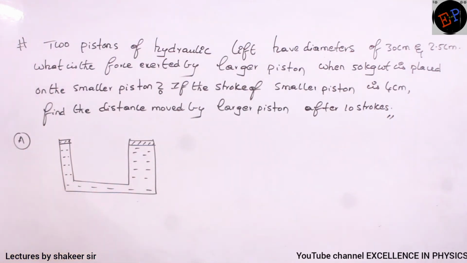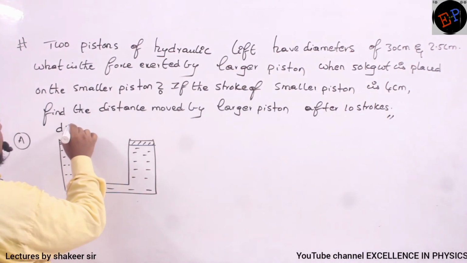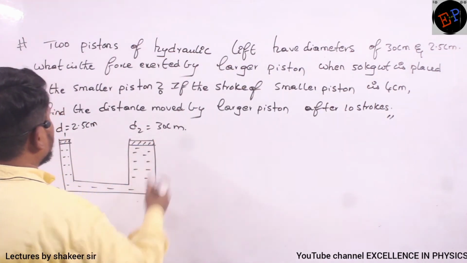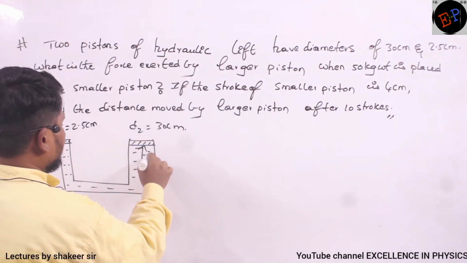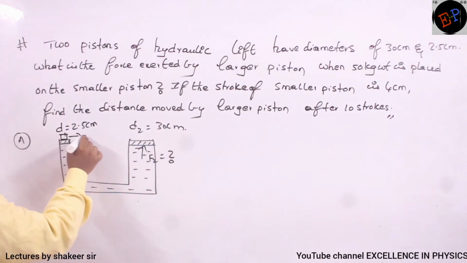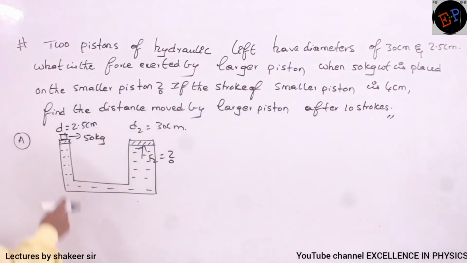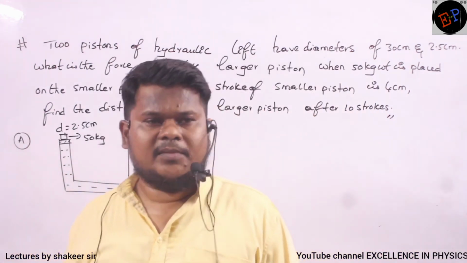Now, what is the diameter of this smaller piston? Diameter is 2.5 centimeter and this diameter is 50 centimeter. What is the force exerted by the larger piston? So this F2 value we are supposed to calculate. And how much weight are we placing on the smaller piston? On the smaller piston we are placing the weight of 50 kg. Therefore we can consider both of them at the same height, because if they did not mention anything, it means both pistons are at the same height.